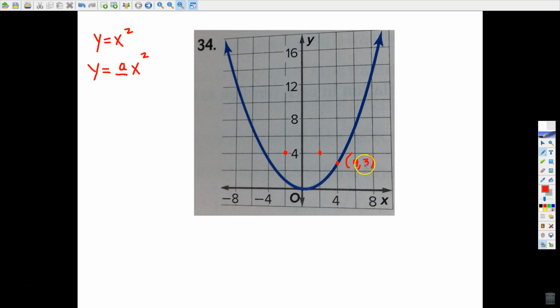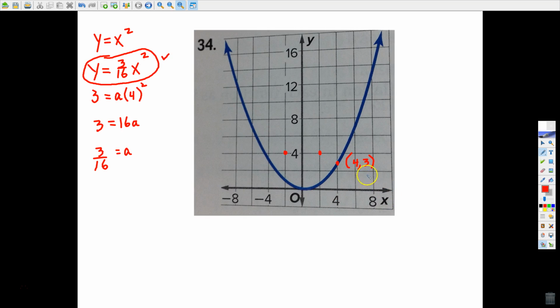So I'm going to plug 3 in for y, and we're going to try to find this number we're calling a, and we're going to plug 4 in for x. So we get 3 is 16a. And dividing by 16 on both sides, I get 3/16. So that gives me the answer for this coefficient for x squared, and gives me my final answer, 3/16. So my final answer is y equals 3/16 x squared.